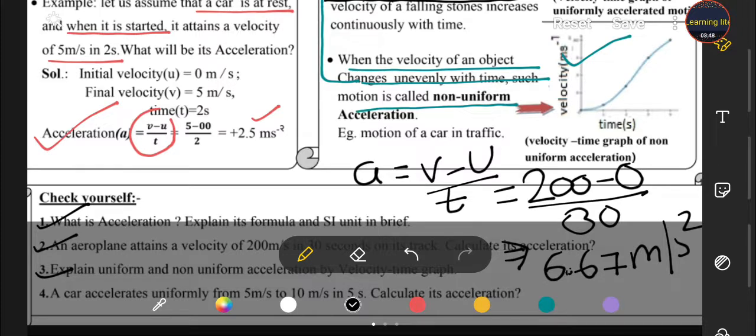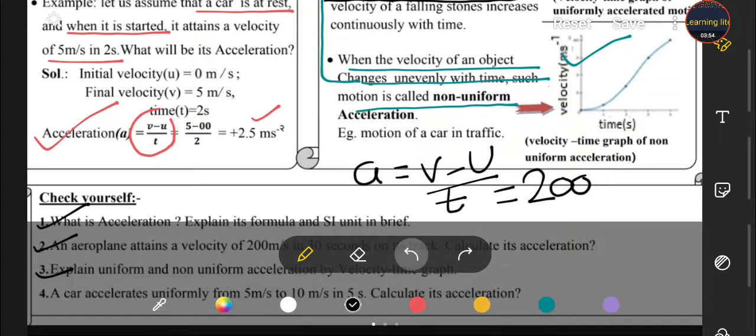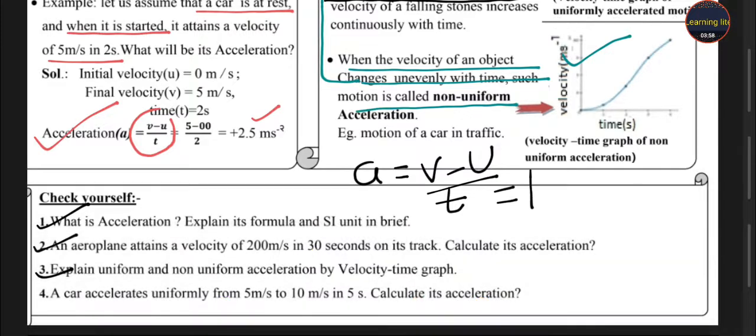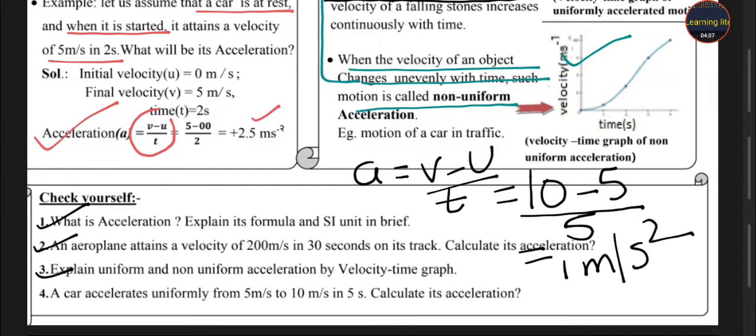Now let's move to our fourth question, students. A car accelerates uniformly from 5 to 10. It means v is 10 here. Initially it is at 5 and time is 5. So our acceleration is 1 meter per second square.